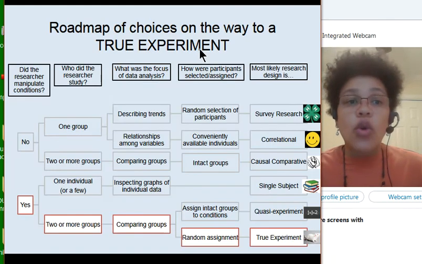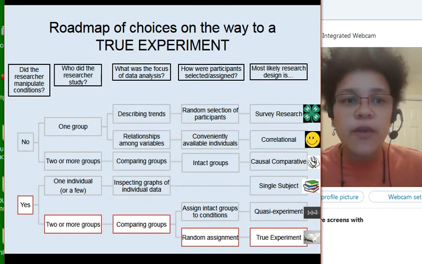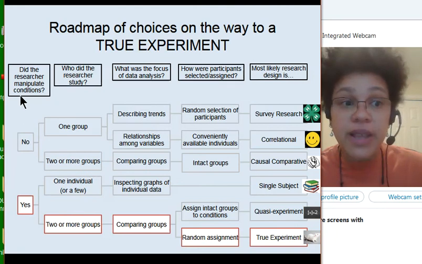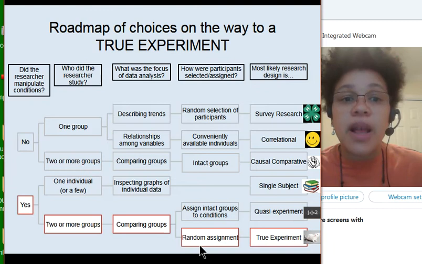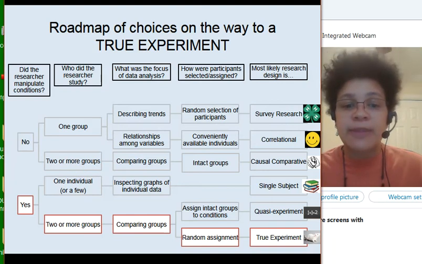So, the roadmap of choices on the way to a true experiment. For a true experiment, the way those questions are answered is: first, did the researcher manipulate conditions? Yes. The researcher studied 2 or more groups. The focus of the data analysis was on comparing groups, and the participants were selected or assigned through random assignment, and that means our model is a true experiment.